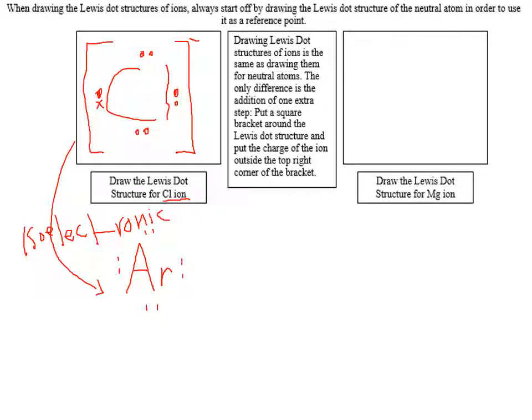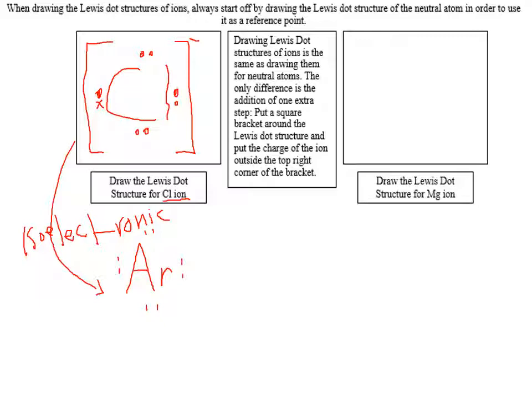Now we're going to take a look at how to draw an ion for a metal ion in Lewis dot structures. So remember that metals lose valence electrons rather than gain, because they have fewer than 4 valence electrons. So it's easier to lose, for example, 3 than it would be to gain 5, or lose 2 than to gain 6, or lose 1 than to gain 7.